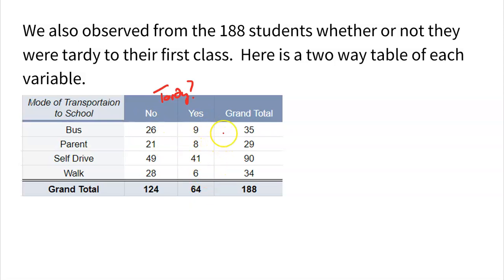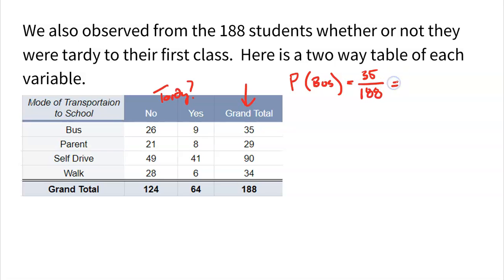All right. So the first thing we can do is, well, what we've actually already been doing. We could say, all right, what proportion of students ride the bus? This would be what we call a marginal distribution because it comes from the margin, the totals, right? I don't even care about tardy at this point. I didn't say tardy. I didn't say not tardy. I just said, hey, what proportion of kids ride the bus? So this would be looking at our totals. 35 kids ride the bus out of 188.